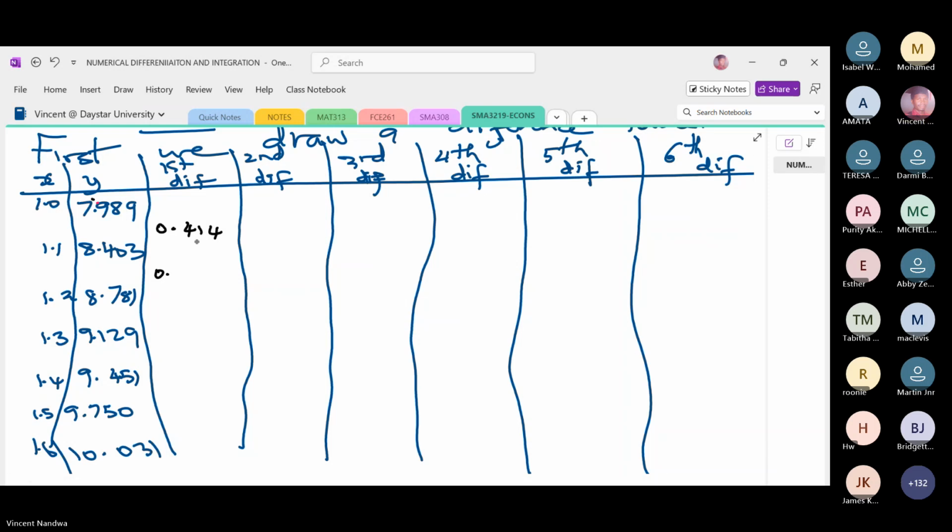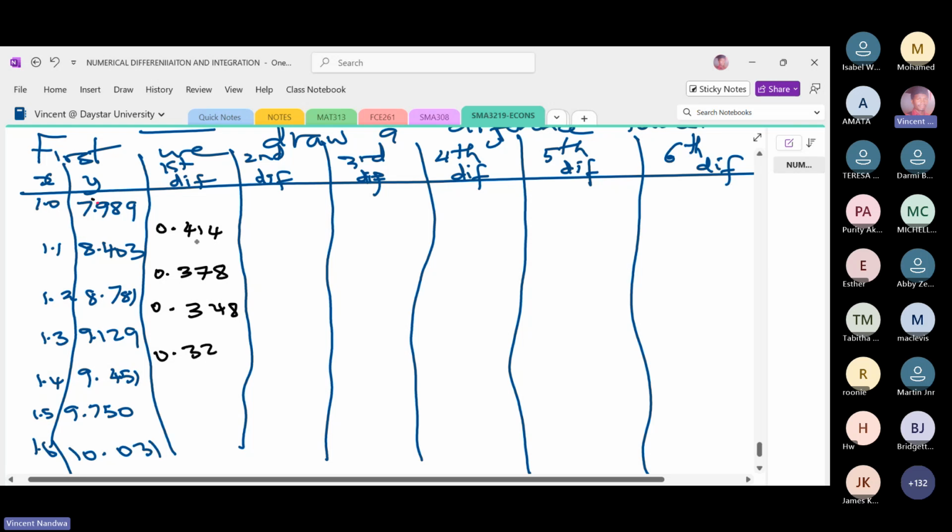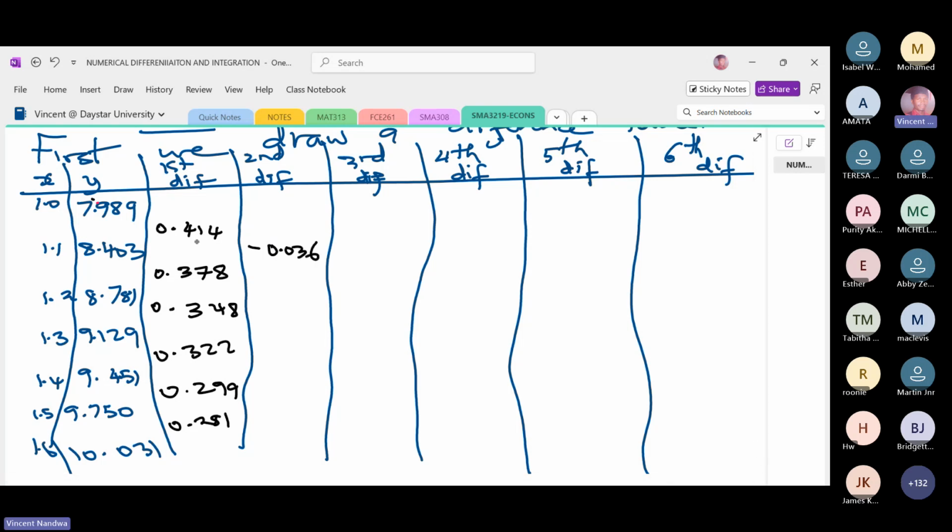0.378, correct. So confirm these others: 0.348, 0.322, 0.299, then 0.281. Please, at your own free time, confirm these differences, because any mistake in any one of them will lead to error in the solution.